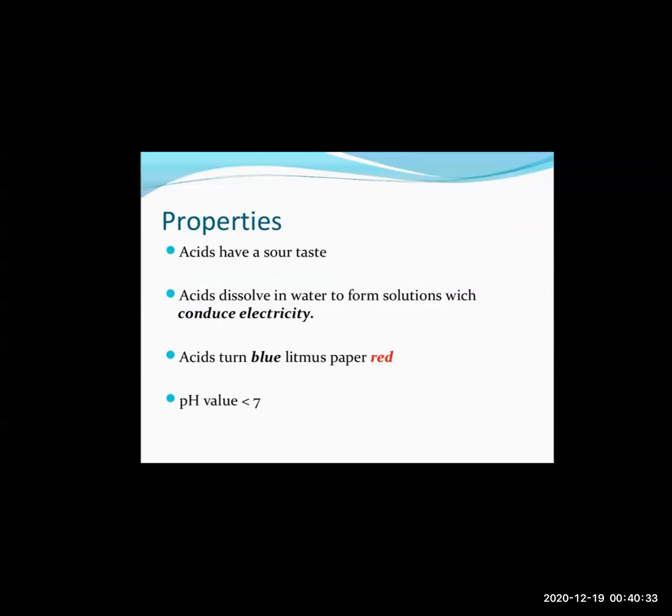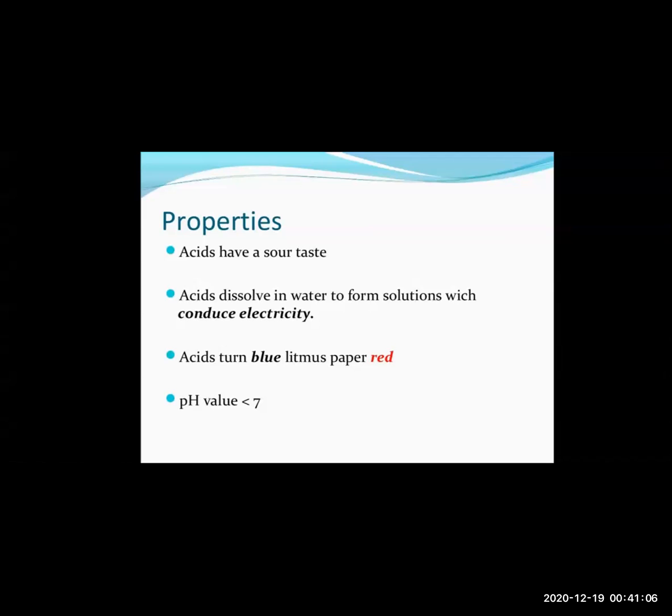Now, what are the properties of acids? Acids are very sour to taste. We are not going to taste the acid, but the scientists are telling us the taste of the acid, that it is sour. Whenever you enter the laboratory, you are not supposed to taste any acid. It may be very dangerous and harmful for us. Our scientists have done this experiment, so they are telling us that acids are sour to taste.